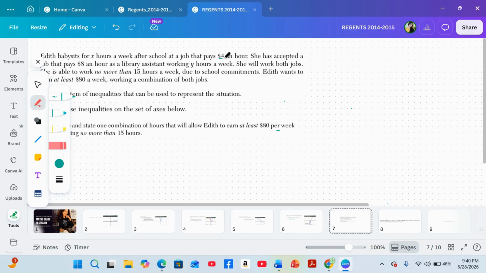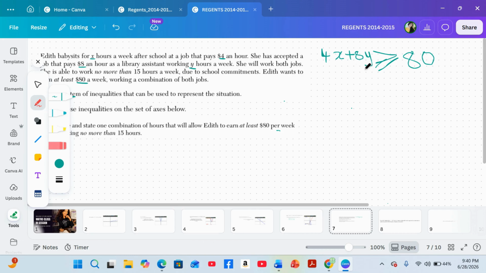So she has 4x plus 8y, which will earn her at least $80. So 4x plus 8y greater than or equal to 80.